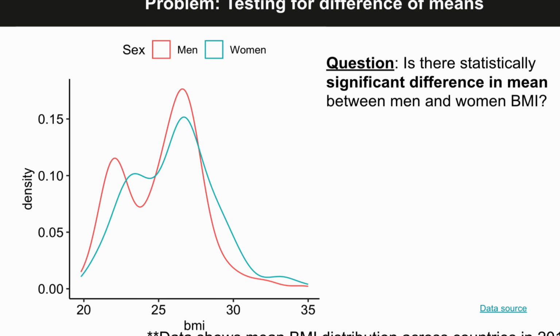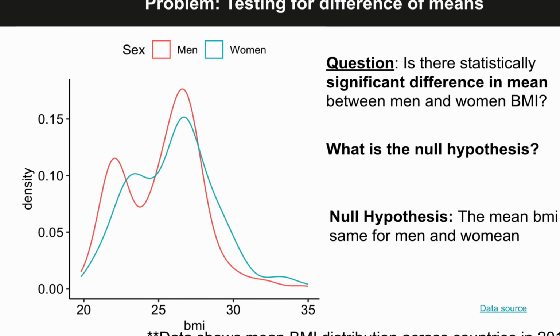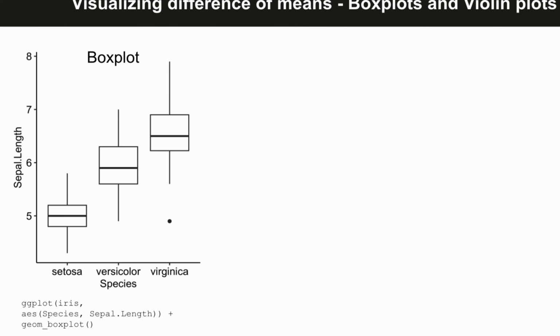Okay, so this is a question we were asking, and we will today in this class see how we answer it. The null hypothesis we have already discussed is that the mean BMI is the same for men and women.